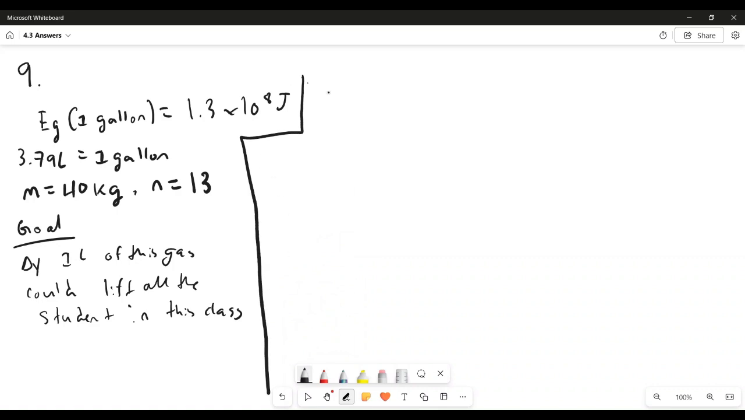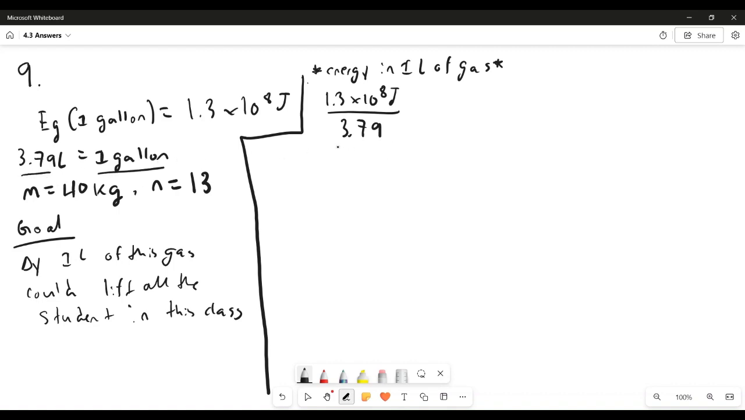So first up, the first thing we need to do is find the energy in 1 liter of gas. And so we know that 1 gallon is 1.3 times 10 to the power 8 joules. And we need to figure out how much that is in 1 liter. And we're given the conversion here, so we can just divide by 3.79, which gives us 3.43 times 10 to the power 7 joules.